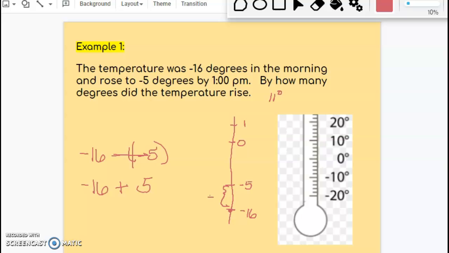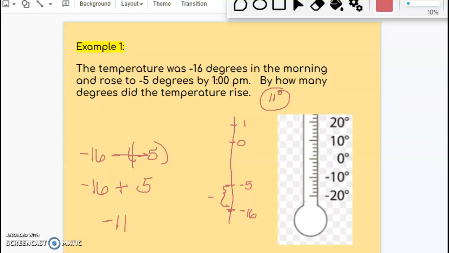Signs are different, so we subtract, and we take the sign of the higher number. Now here we don't really need that negative 11, because the question just wants to know by how many degrees the temperature rose. Well, it rose by 11 degrees, right? It can't really rise by negative 11 degrees. So 11 is our answer.